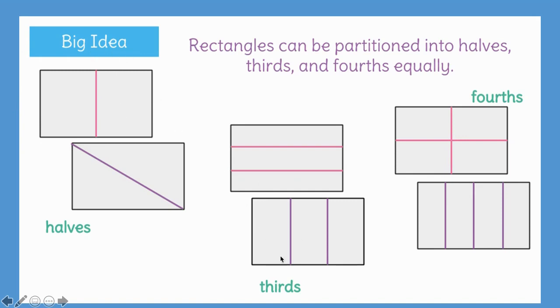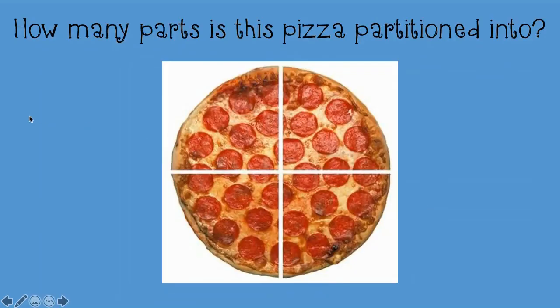A way that you could partition a rectangle in thirds is going side to side like this, or up and down like this, and you would still have three shares in each of the rectangles. And then here's a picture of rectangles partitioned in fourths. Here we have it cut in half this way and then in half this way, and those are four equal parts. But we could also have it cut going up and down, so your four equal parts are longer.